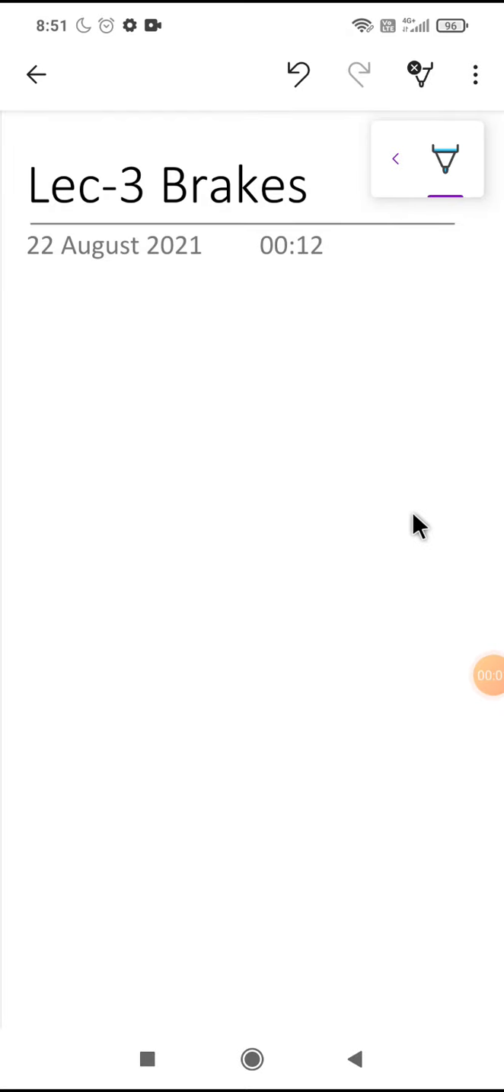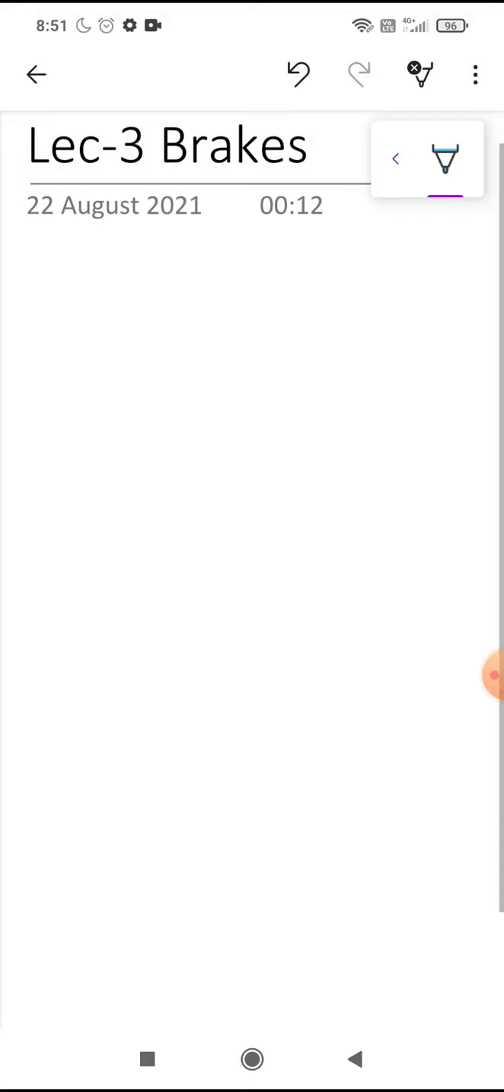Hey guys, so in today's lecture, we are going to see a new topic, that is brakes. So, what is a brake? As we know, a brake is defined as a mechanical device that is used to absorb the energy possessed by a moving system or mechanism by friction. So, it is used to absorb the energy.